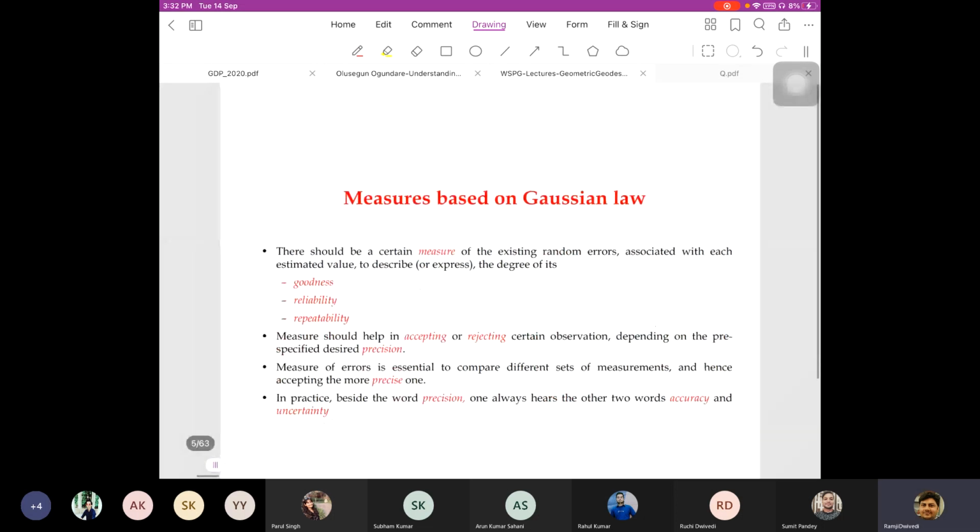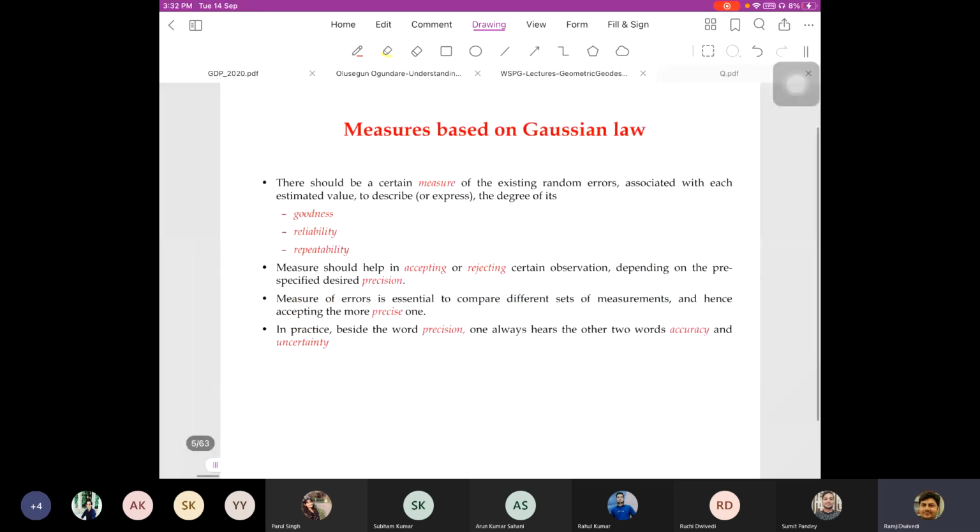Then there are the measures based on Gaussian law. So there should be a certain measure of existing random errors associated with the estimated value to describe and express its degree of goodness, reliability, and repeatability. Okay, so your observations or set of observations should be reliable.